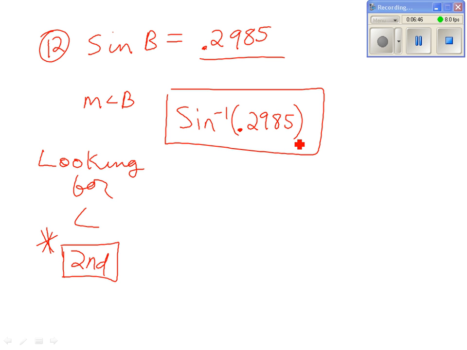Mine didn't work. Somebody did this on my calculator. What did anybody get since my calculator is not working right? I have 17? Does anybody else agree with that? I did that a long time ago, before spring break. So what's the measure of angle B?